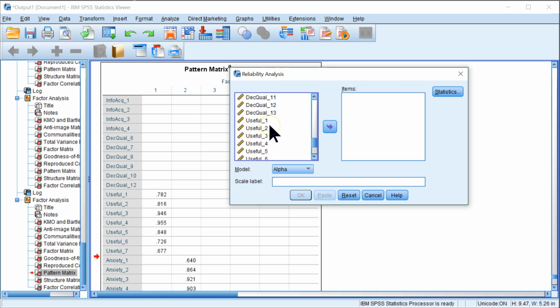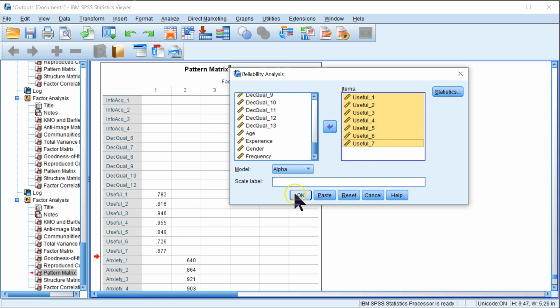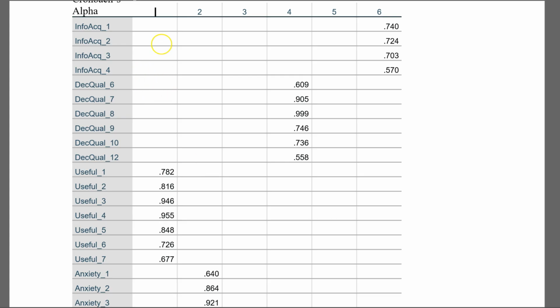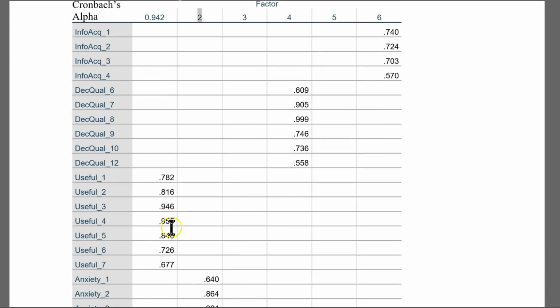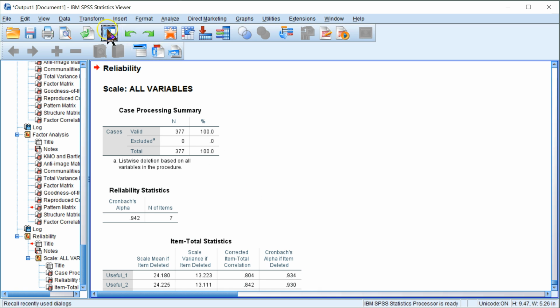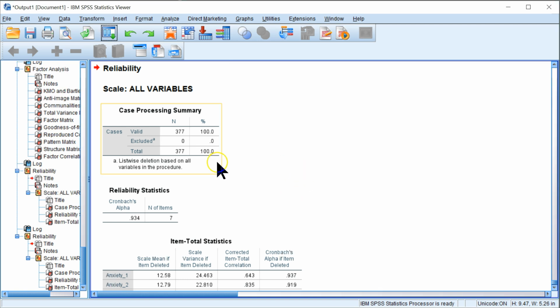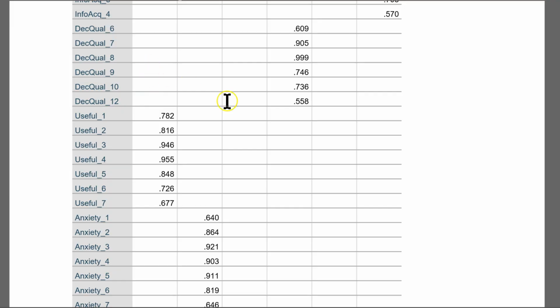Usefulness, here you are, and okay, it's 0.942, so I'll put that in here. Then for the next one, it's anxiety down here, whoops, control Z, anxiety. We kept all those items. Reliability analysis, anxiety, and okay, it's 0.934, very nice.